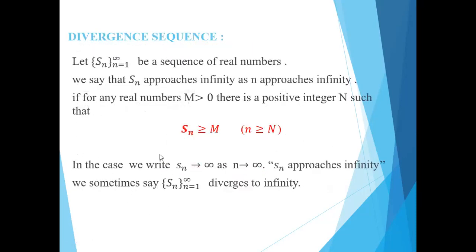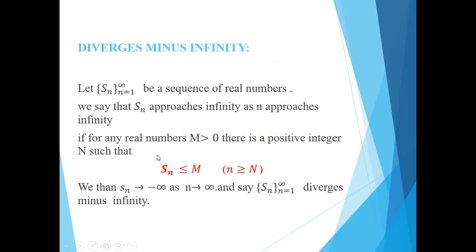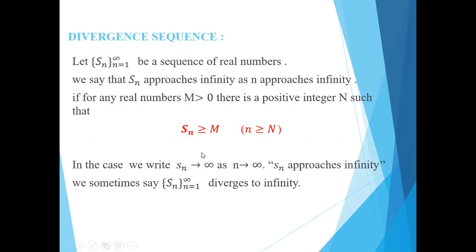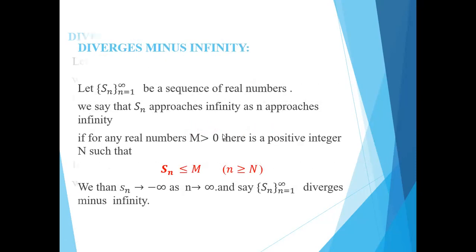If Sn tends to infinity as n tends to infinity, the sequence is divergent to infinity. Similarly, Sn tends to minus infinity as n tends to infinity means the sequence is divergent to minus infinity. For divergence to minus infinity, the condition is Sn less than or equal to minus m. For divergence to infinity, the condition is Sn greater than or equal to m. This is the difference between divergence to minus infinity and divergence to infinity.